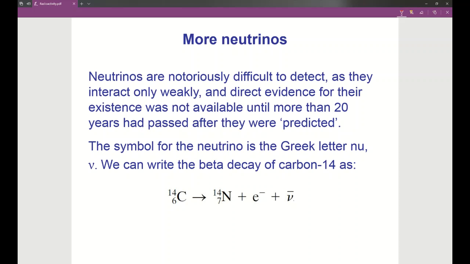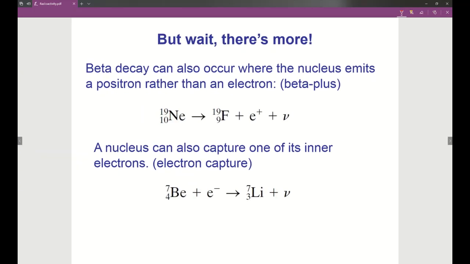And this is the beta decay that occurs in carbon-14 to nitrogen-14. Now, this little bar above neutrino means that neutrino is actually an antineutrino. It's antimatter. And we're going to talk a little bit about that over here. Because beta decay can also occur when the nucleus emits a positron rather than an electron. Now, I'm sure you've heard a little bit about antimatter. That antimatter is kind of like the reverse and the opposite of actual matter. And indeed, that's something that occurs when beta decay occurs.